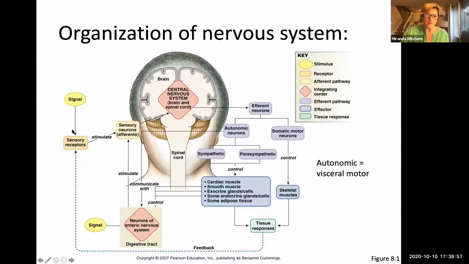And then over here on the left side of the figure, let's run through from the very beginning. Let's apply this pathway now that we've seen several times in our lecture slides. So here we begin with a signal that is perceived by a sensory receptor.